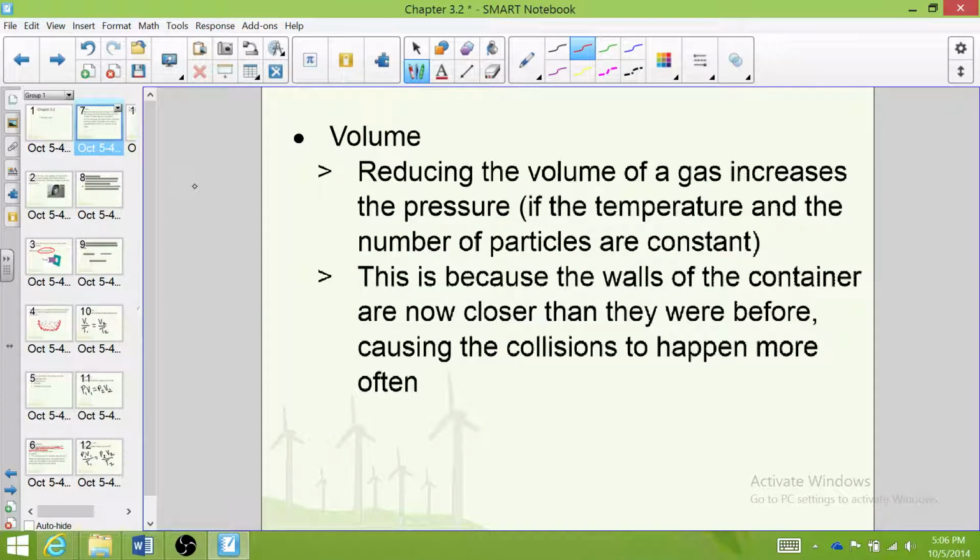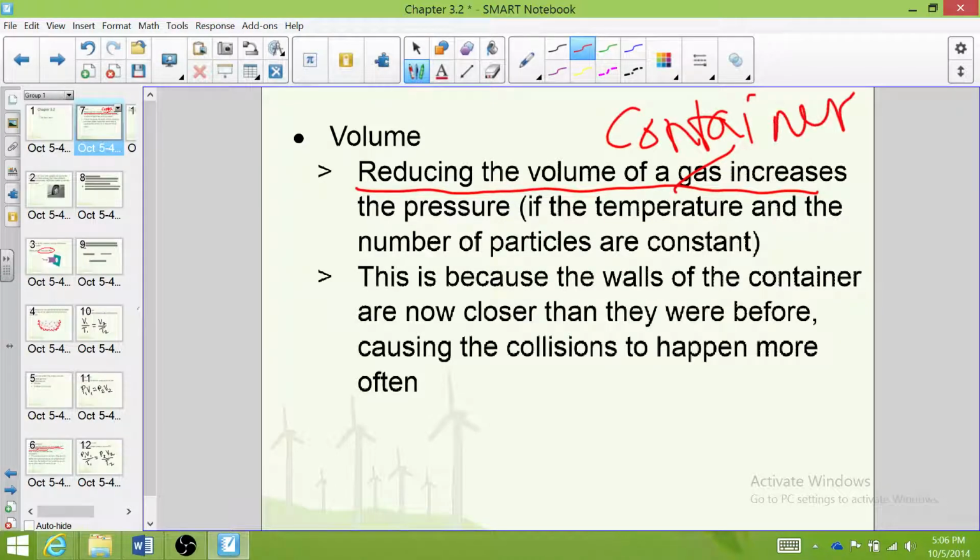Volume, on the other hand, if you reduce the volume in a container, that will increase the pressure inside the container. And this kind of makes sense too, because if the walls of a container are closer to each other than they were before, that means the space the particles have to zoom around in is much smaller, and they're going to hit the sides of the container much more often.